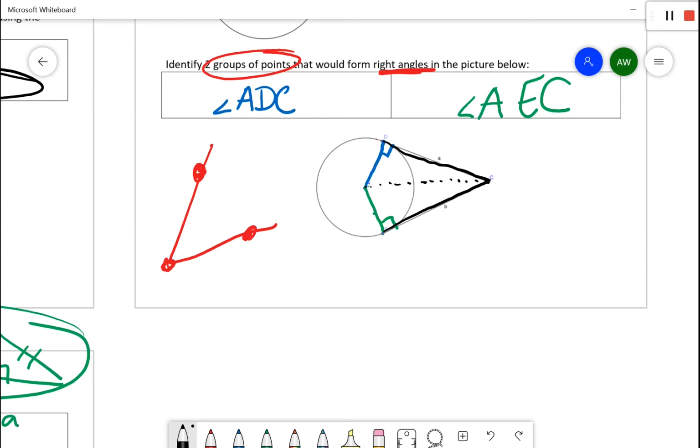Now, the reason I do this is because we have right angles, and it's always easier to work with right triangles than it is to work with a random quadrilateral of some sort, right? We know a lot about right triangles. We can use the Pythagorean theorem if we know we have a right triangle. We can use the hypotenuse-leg theorem if we know we have a right triangle.